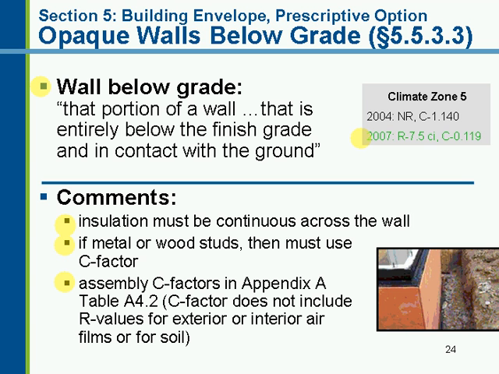And let me talk about these C-factor tables. So they're in Appendix A, Table A4.2. The C-factor does not include the R-values for exterior or interior air films or for soil. So it differs from the U-factor. The U-factor tables would include everything from inside air film to outside air film and all the materials in between.